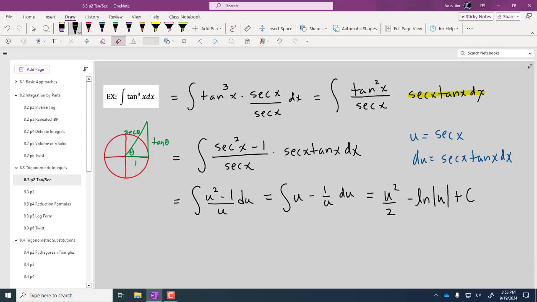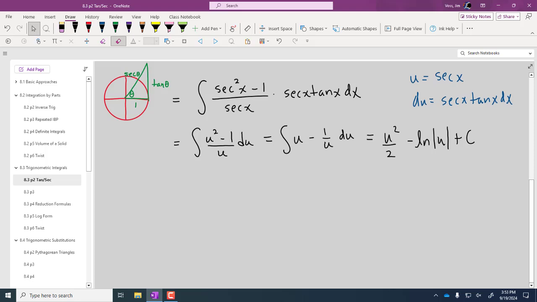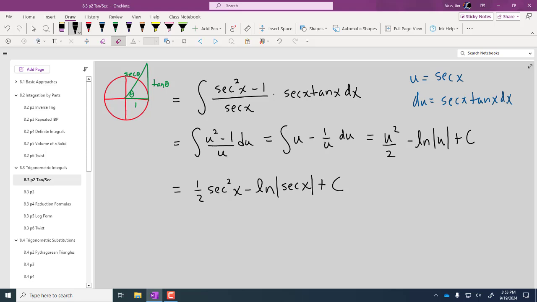And the only thing left is our back substitution step. So we will have 1/2 secant squared minus the natural log of secant plus c. That all make sense? Now this is fine in my book as the answer.